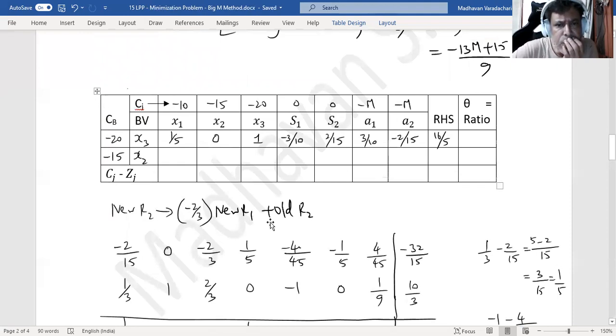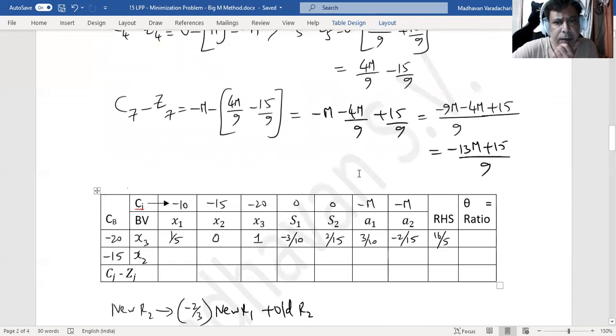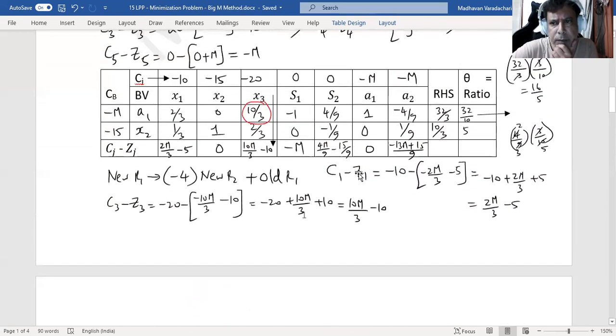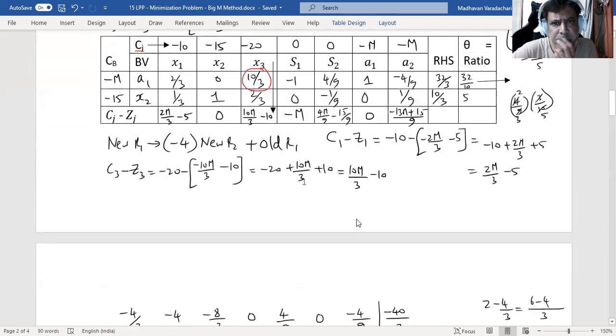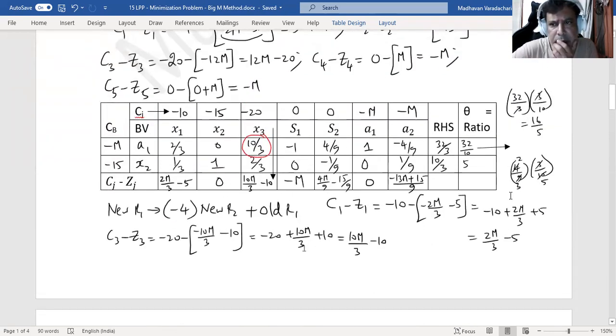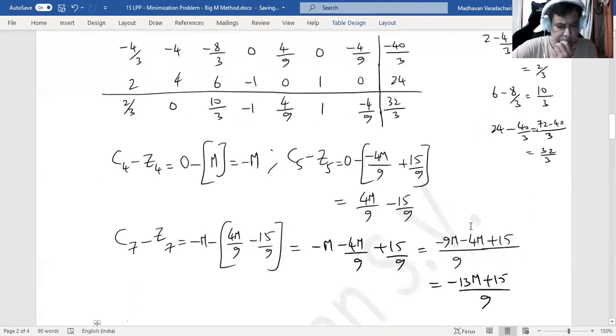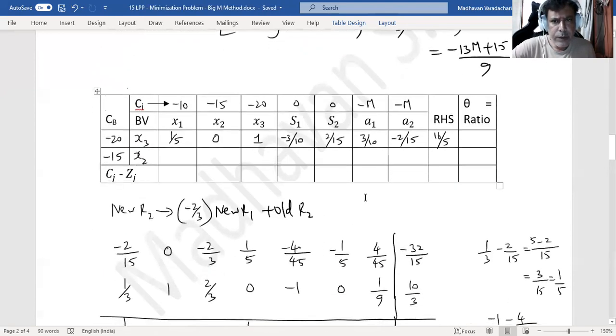Minus 2 by 3 into new row 1. This is x1, x2, x3, s1, s2. 2 by 3 into 2 by 15. 2 by 15 is correct or what? 4 by 9 into 3 by 10. This is 12 by 90. Three fours are, 3 thirties are, 2 by 15, correct only. It is 2 by 15 only. Okay. 2 by 15 is correct.